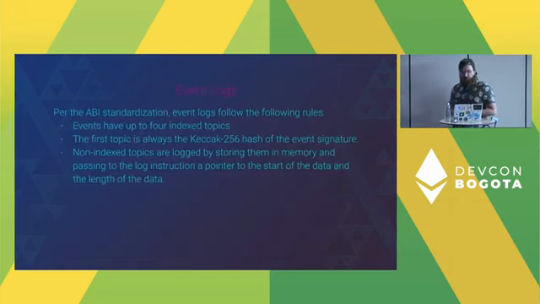So next up, we have event logs. So per the standardization, event logs follow the following rules. They can have up to 4 topics. The first topic is always the hash of the event signature. So it's going to be the event name, parentheses, and any types. And then non-indexed topics are logged by storing them in memory and then passing to that log instruction a pointer to where that memory starts and how big that memory is.